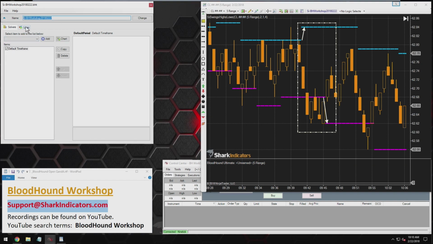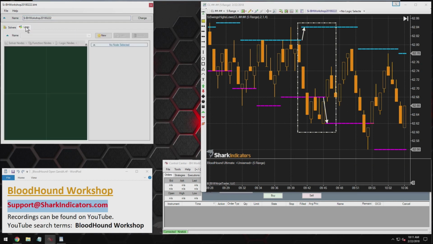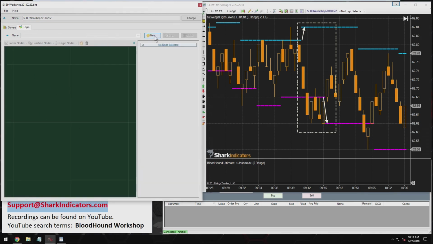All right, so I'm going to start working on the logic board right away here. If we hit the logic tab, you'll see the green workboard here. And the first thing I need to do is create a new logic template. We have a BloodHound template, which is the file name. And then inside this BloodHound template, we can have multiple logic templates, basically multiple systems or multiple strategies.